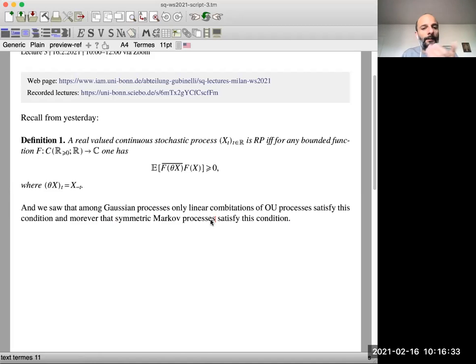Yeah, but it's easier to prove. So let's try to see. Anyway, Markov processes give a nice intuition, so let's see what's going on. I find it interesting to show you. Today we are going.